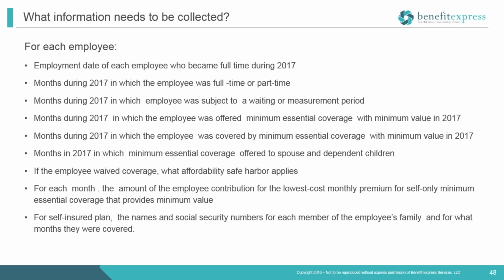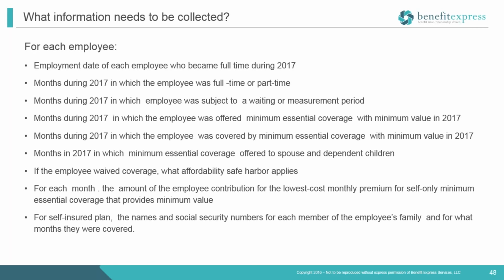So what information do you need to complete the returns? The employment date of each employee who became full-time in 2017, months during 2017 in which the employee was full-time or part-time, months in 2017 in which the employee was subject to a waiting and measurement period, months in which the employee was offered minimal essential coverage, months in 2017 in which the employee was covered by minimal essential coverage, months in 2017 in which minimal essential coverage was offered to the spouse and dependents. If the employee waived coverage, what affordability safe harbor applies, and for each month, the amount of the employee contribution for the lowest cost option, not the actual option they picked.